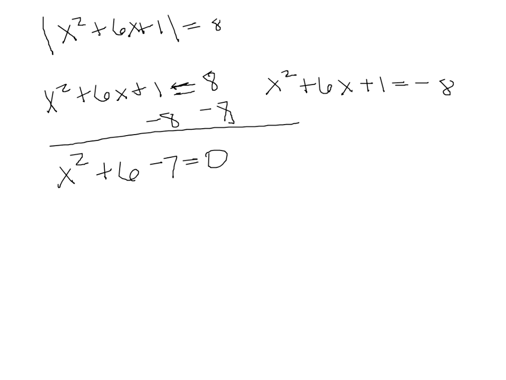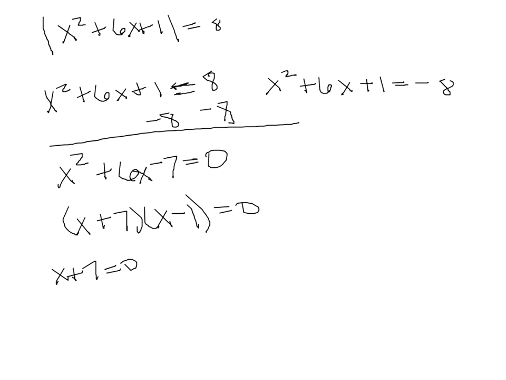And then this factors. It factors into x plus 7 and x minus 1. So x plus 7 equals 0, x equals minus 7, and we get x minus 1 equals 0, which says that x equals 1.